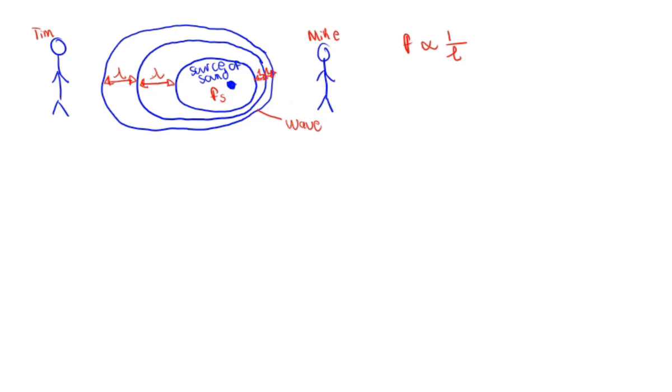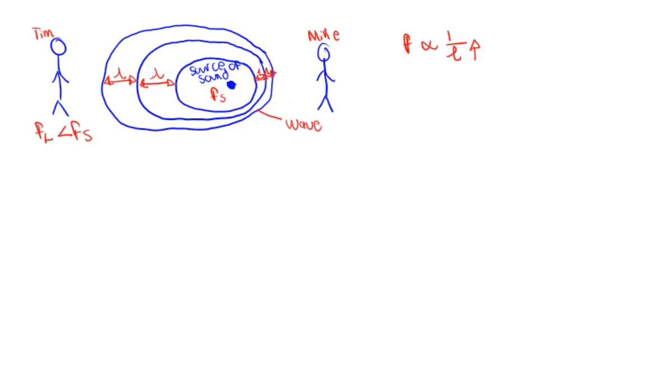But then looking at this, my wavelength is much larger on the side of Tim compared to the side of Mike, right? And if my wavelength is larger, that means Tim's frequency, the frequency of the listener, is going to be less compared to the frequency of the source. The reason Tim does not have a frequency greater than the source is because obviously the source of sound is moving away from Tim. It's just like a car.